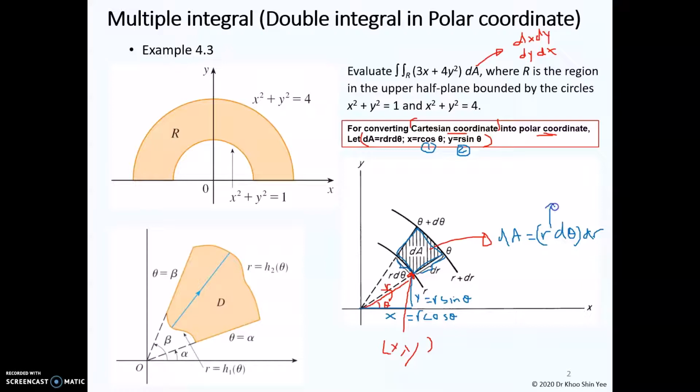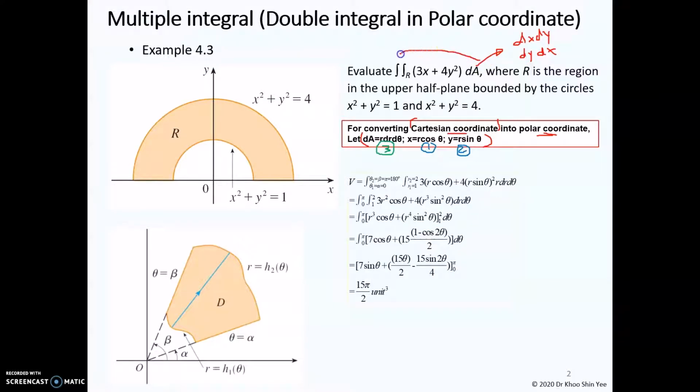This can be found by knowing, for a circle, if you know the angle and you know the radius, the arc length is equal to r angle. Therefore, for a very small angle, you obtain the arc length equal to r d angle. With that, you multiply it with the dr, which gives you the area. So this is your third equation.